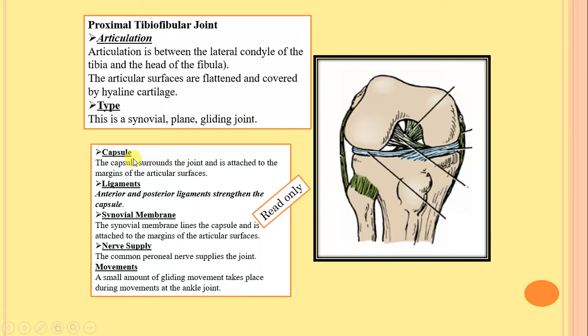Then the capsule and the strengthening structures: the anterior and posterior ligaments strengthen the capsule, then the synovial membrane, then the nerve supply and common movements. A small amount of gliding movement takes place during movement of the ankle joint. It is because of the movement of the ankle joint that the gliding occurs. Otherwise, no specific muscle moves this joint independently.